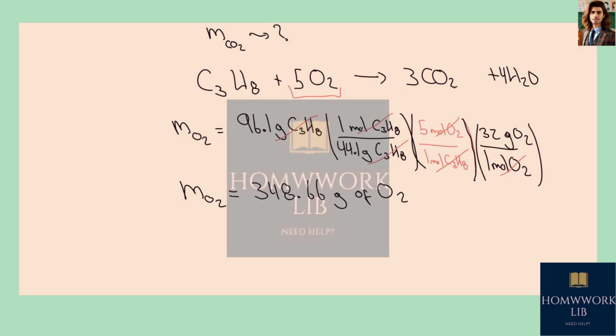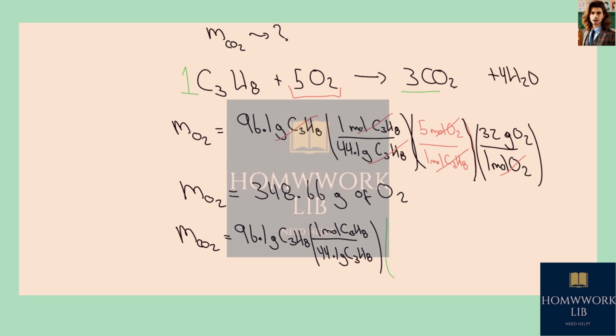Next up, we want to know what is going to be the mass of CO2 that is going to be produced. In this case, the mass of CO2 is going to be, we're going to begin with the same values. We're going to start with the mass of propane that we're going to have, the molecular mass of propane to transform this into moles. And now, employing our chemical equation, we know that 1 mole of C3H8 is going to produce 3 moles of CO2.